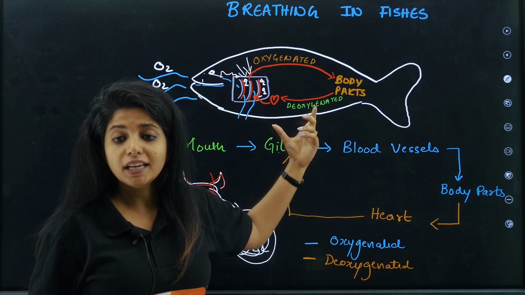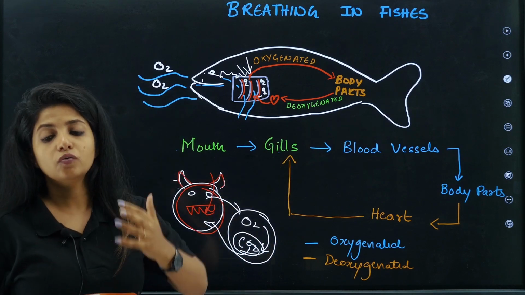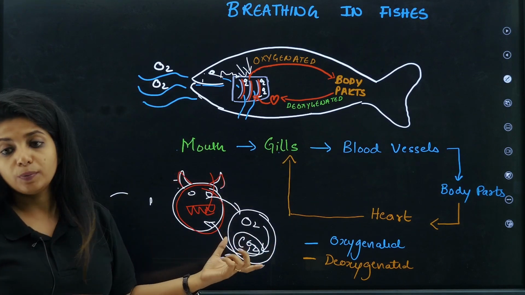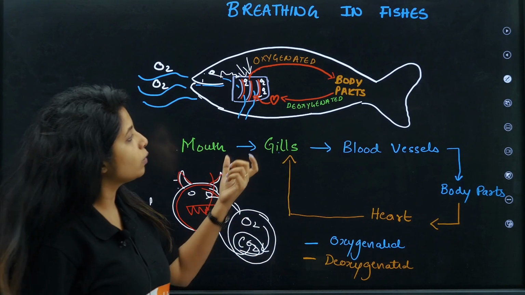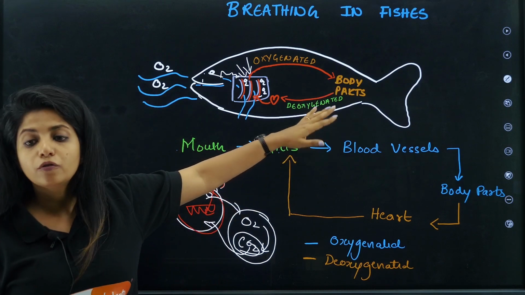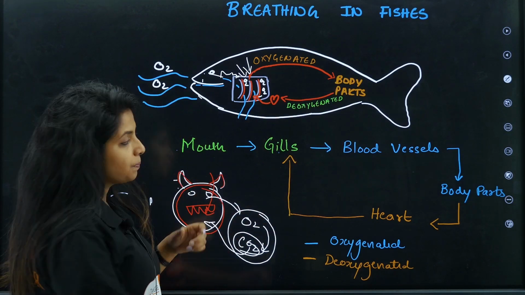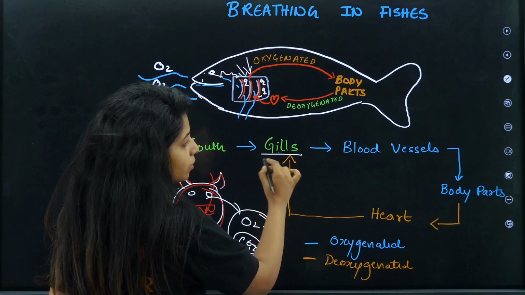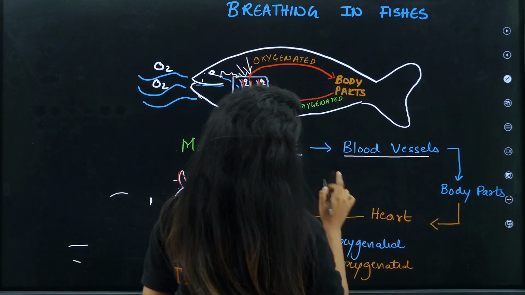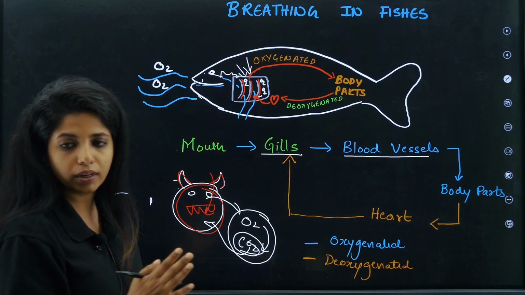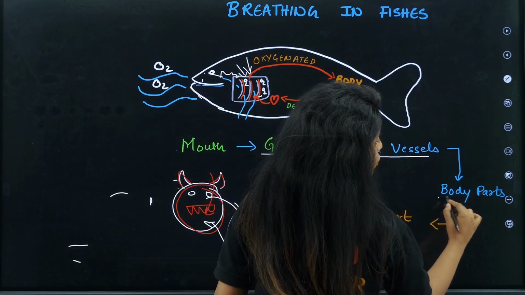I will call it deoxygenated because the amount of oxygen will be less, and the amount of CO2 would be more. Now this deoxygenated blood will move from the body parts to the gill and move outside. So mouth, then you have gills, then from gills it goes to the blood vessels, because gills have blood vessels surrounding it. From the blood vessels it goes to the body parts.